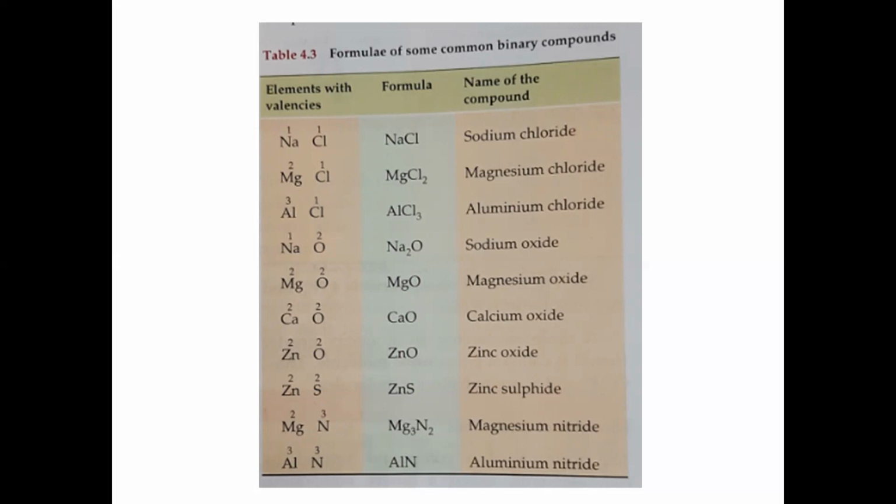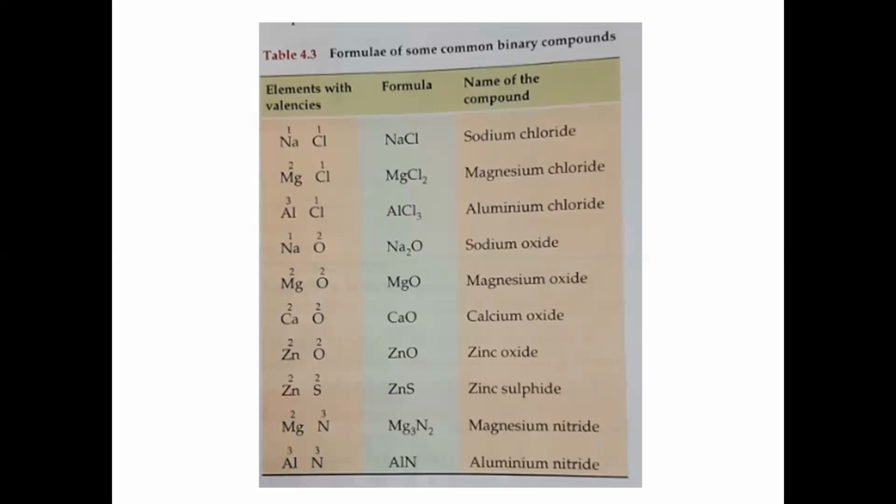Next is Mg2O2. So the formula is MgO, and the name of the compound is magnesium oxide. Next is Ca2O2, and the formula is CaO, and the compound name is calcium oxide. Next is Zn2O2, and formula is ZnO, and the compound name is zinc oxide.